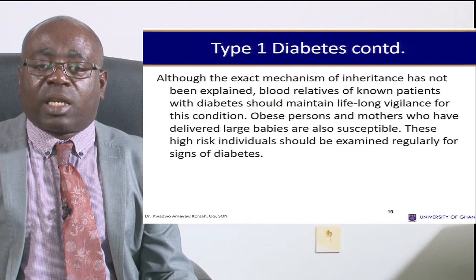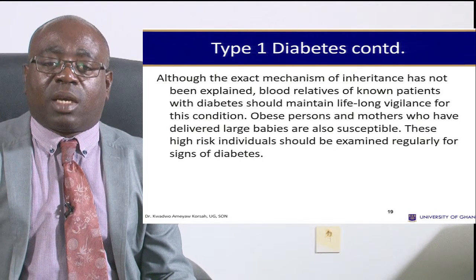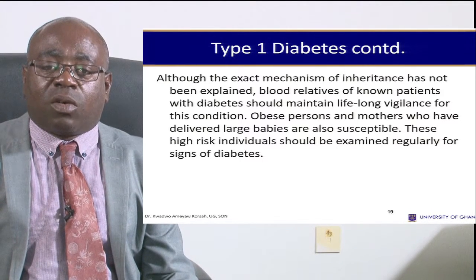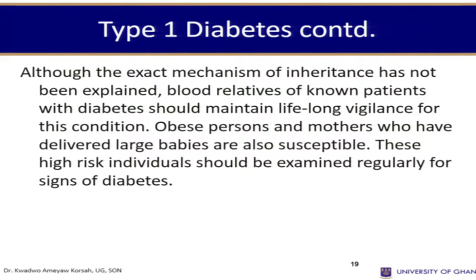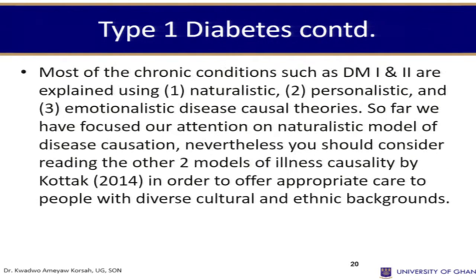Although the exact mechanism of inheritance has not been identified, we also know that blood relatives of known patients with diabetes should maintain lifelong vigilance for this condition, because it can occur in this way. Obese persons and mothers who have delivered babies who are large or with increased weight are also susceptible, and these high-risk individuals should be examined regularly for signs of diabetes.